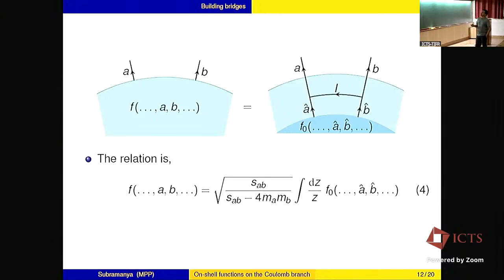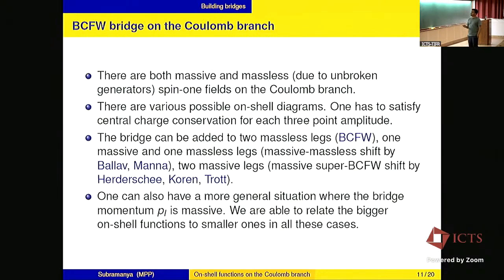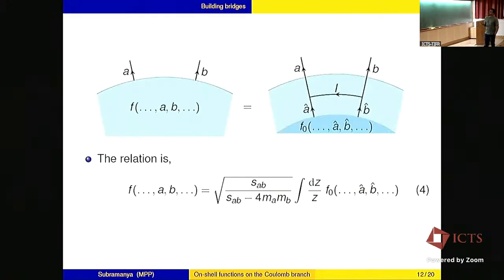And what could happen is that in the spontaneously symmetry broken theory, there are both massive and massless particles. So this A and B could be massive-massive, massive-massless, and so on. So when A is massive and B is massless, and this particle I is massless by mass conservation in this 3-point vertex, then we obtain the BCFW bridge construction for the BCFW shift provided by Ballav and Manna. And when this is massive and this is massive and this is a massless leg, then we obtain the BCFW bridge for the construction by Hegde.